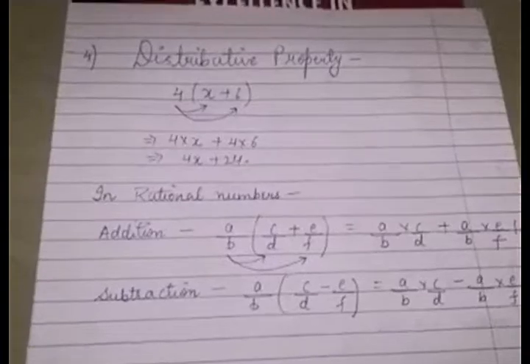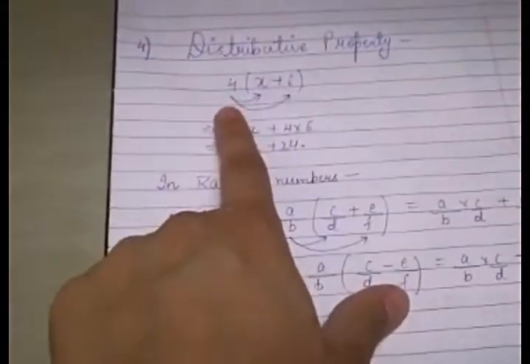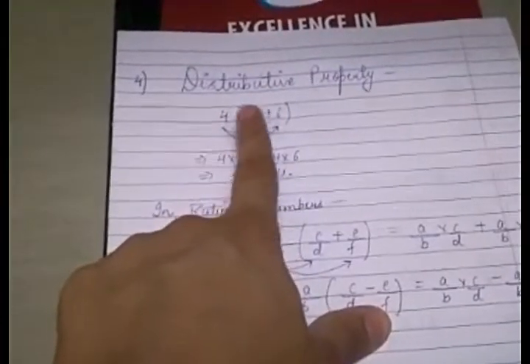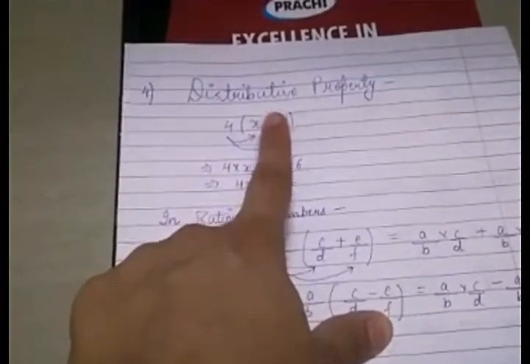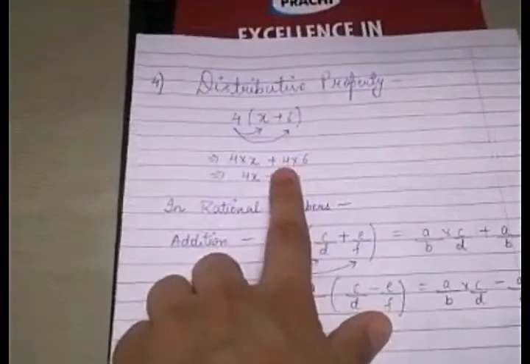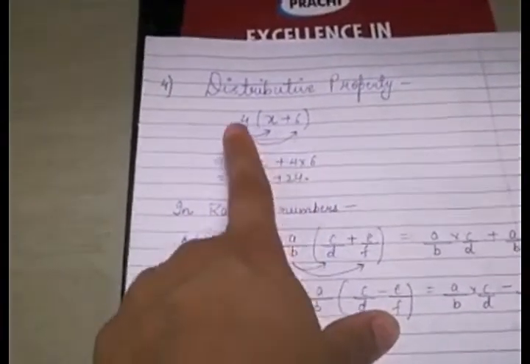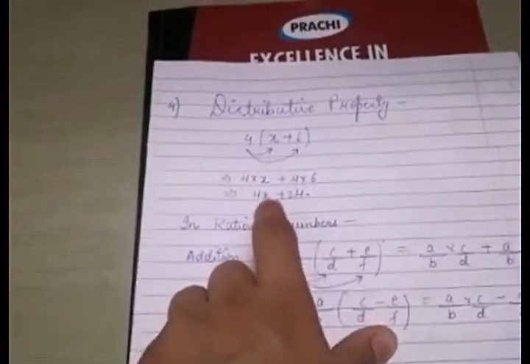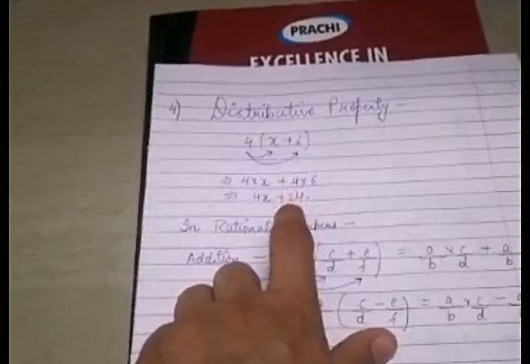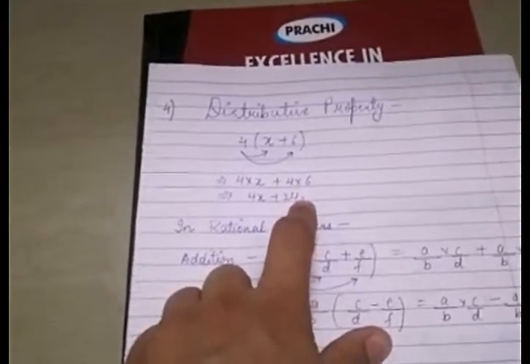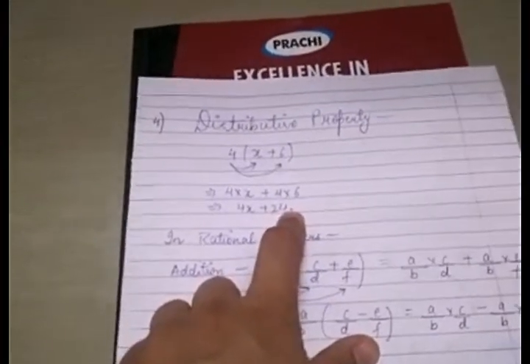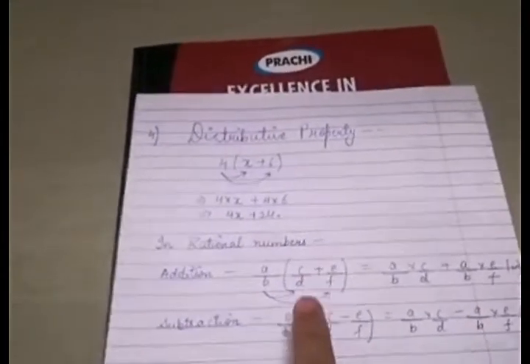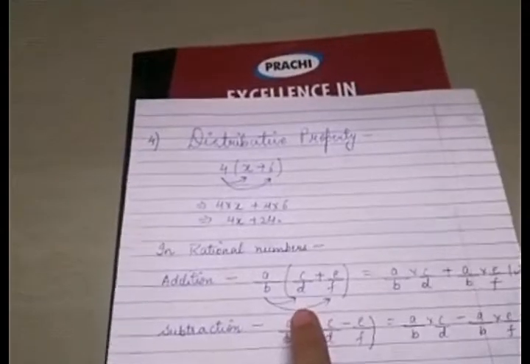Next is the distributive property. The distributive property says that, for example, I have taken 4 and in brackets we have x plus 6. It means that firstly we have to multiply this 4 with x, and then there is a plus sign, so I have written the plus sign, and then this 4 will be multiplied by 6. So 4 into x gives you 4x, plus 4 into 6 gives you 24. You have already read about the distributive property in the case of whole numbers.